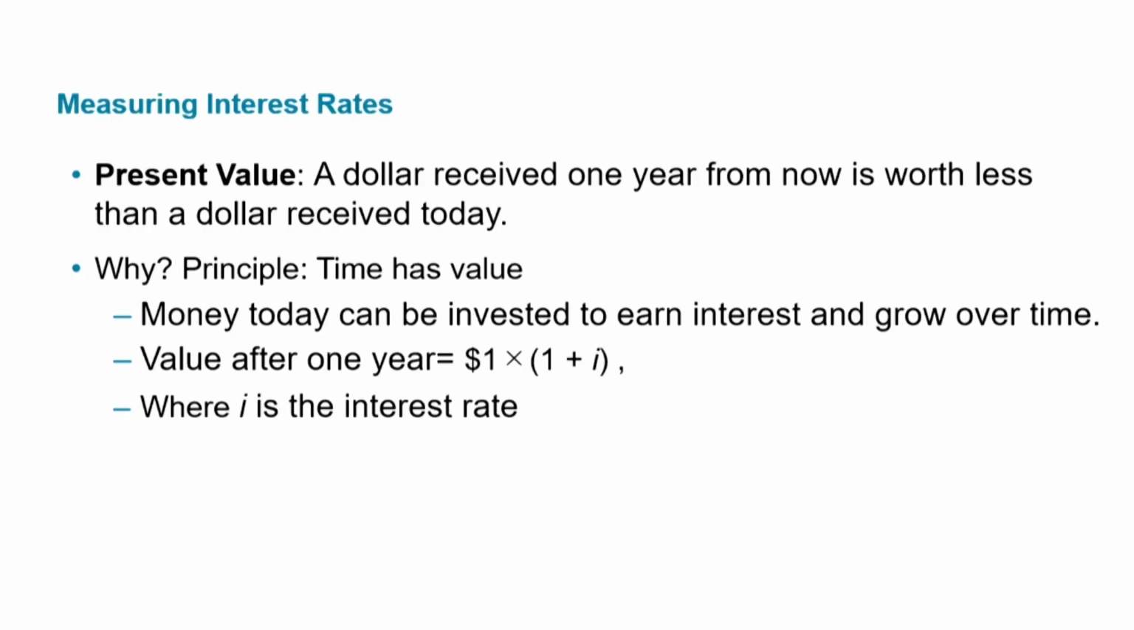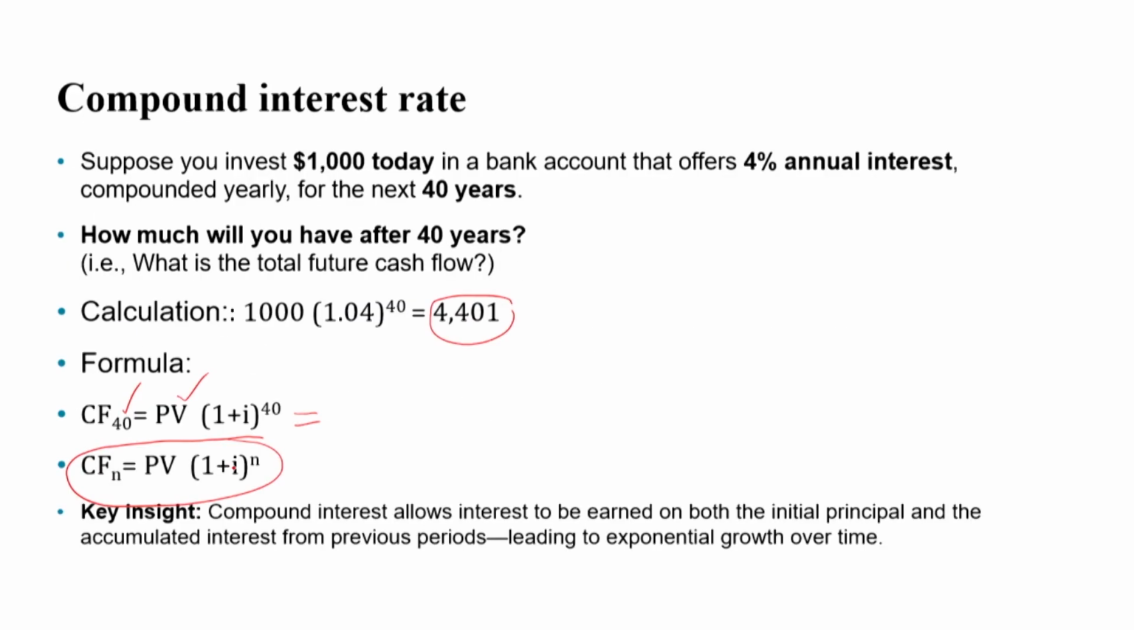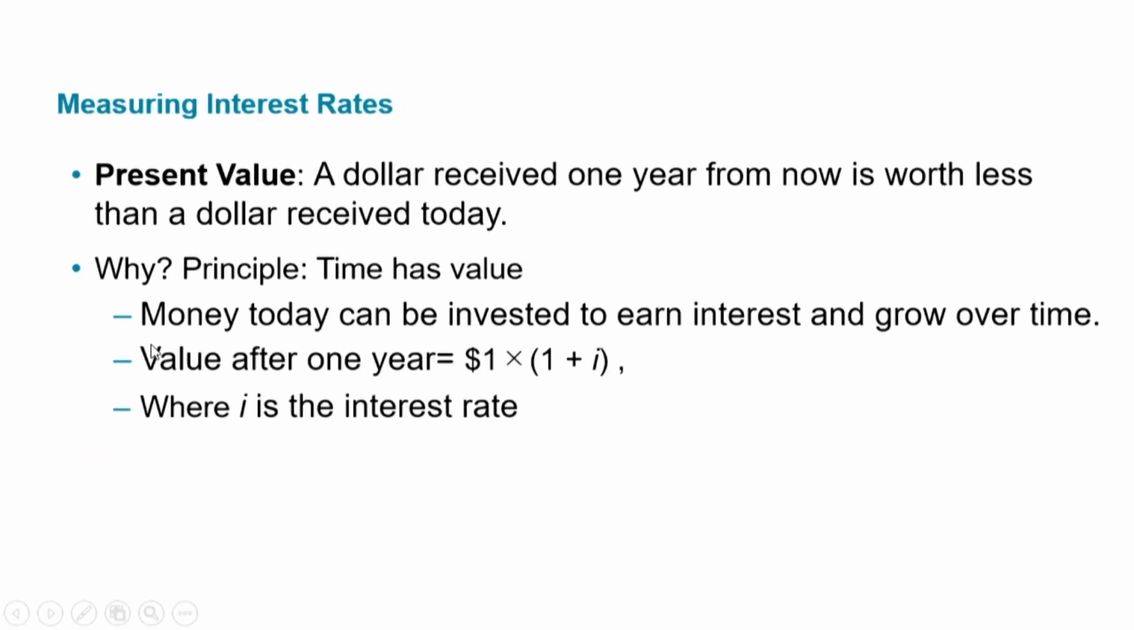So moving further, measuring the interest rate. From this formula itself you can calculate the I, but let us move a little further. On present value, a dollar received 1 year from now is worth less than a dollar received today. Why? This is the principle that we discussed in one of the previous sessions, that time has value. Money today can be invested to earn interest and grow over time.